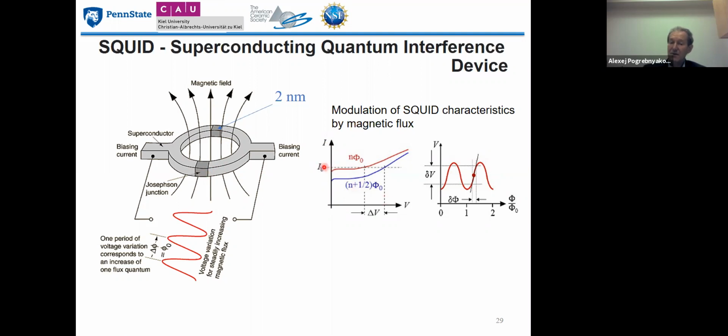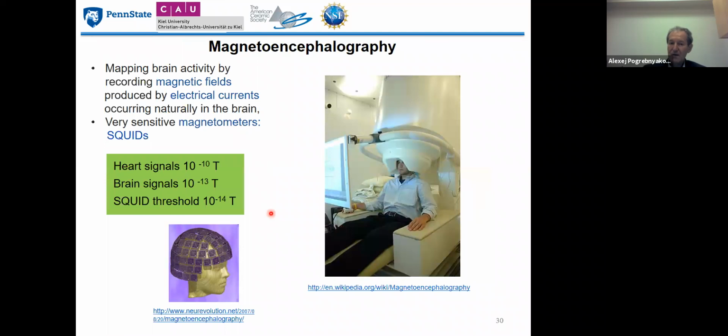If we apply constant biasing current, then turning on and off the external magnetic field will change the voltage drop on this structure. This is the basis of magnetometry measurements, of extremely sensitive magnetometers, which are used, for example, in magnetoencephalography.